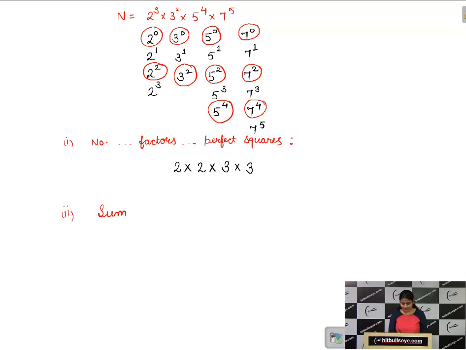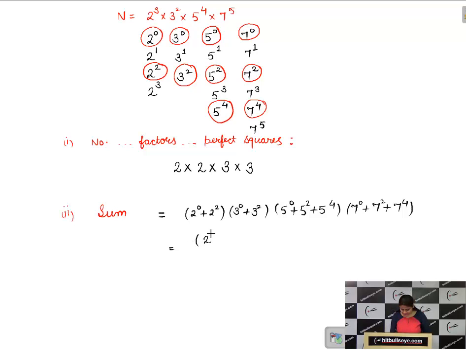Now coming to sum part, we will apply the same logic once again. We will take the addition of the permissible powers. So it will be, now you can apply GP's formula. It will be A, which is 1, into R, which is 2 square, raised to power n minus 1 divided by R minus 1.